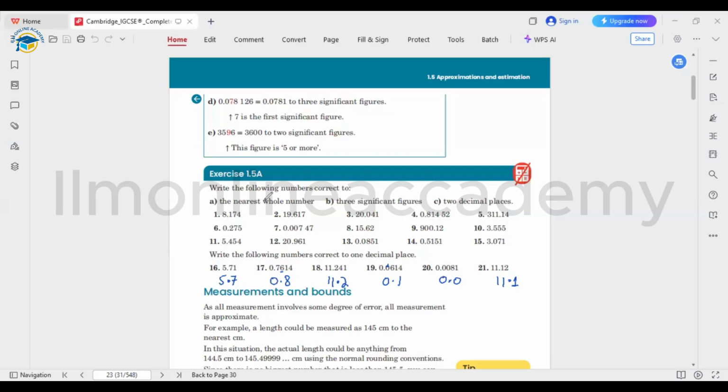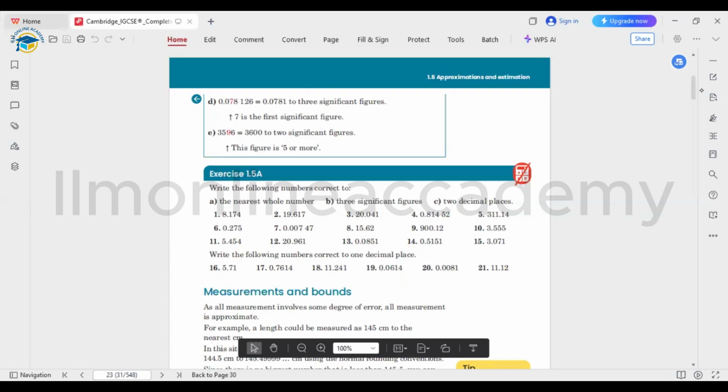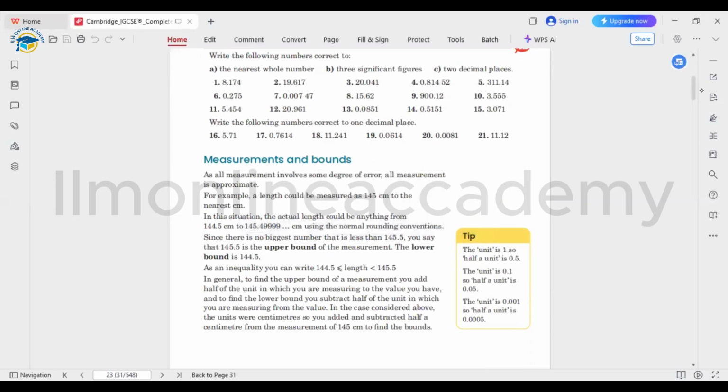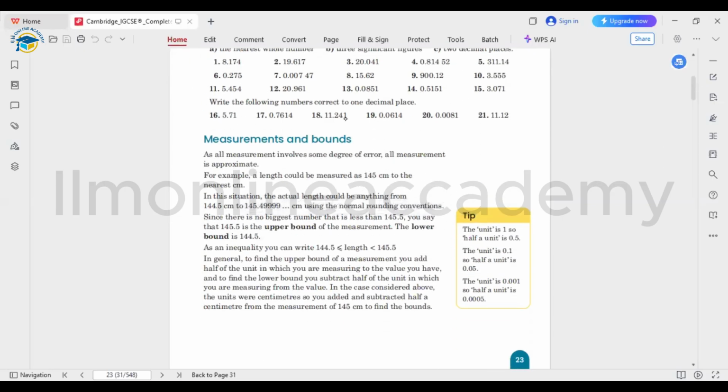So these are all the numbers to one decimal place, and this is your exercise 1.5a. Moving towards the next exercise, that is basically about measurements and bounds. We have two bounds, one is the upper bound and one is the lower bound. Upper and lower bounds basically give us a range for a number. There are some rules or tips you can use for writing a number to the nearest bound, either upper or lower.